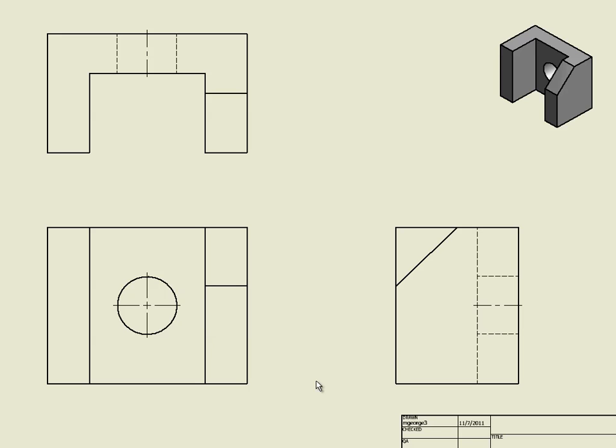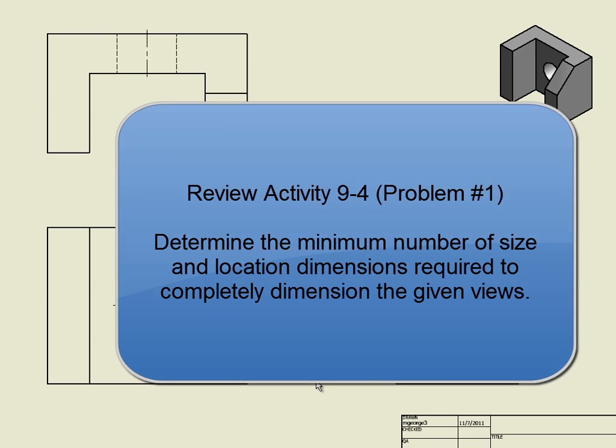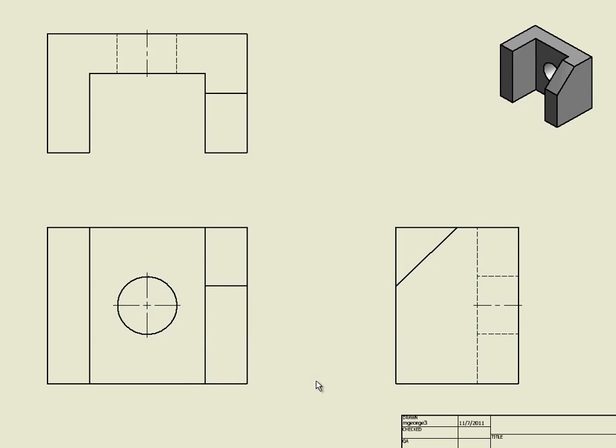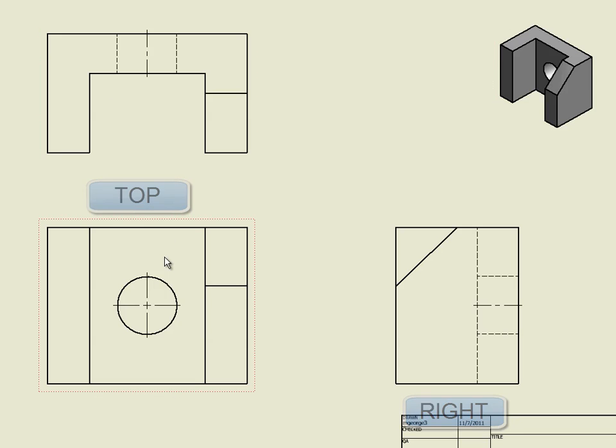In this video, we're going to focus on the solution for Review Activity 9-4, where it asks us to determine the minimum number of size and location dimensions required to completely dimension the given views. So we're given the front, the right, and the top view, and I added the isometric. I did this in CAD software, and I just did it by looking at it. I didn't necessarily measure it, so the dimensions could be off if you're using a ruler against what's in the book. But we're not asked to measure it, we're just asked to compute the minimum number of dimensions.